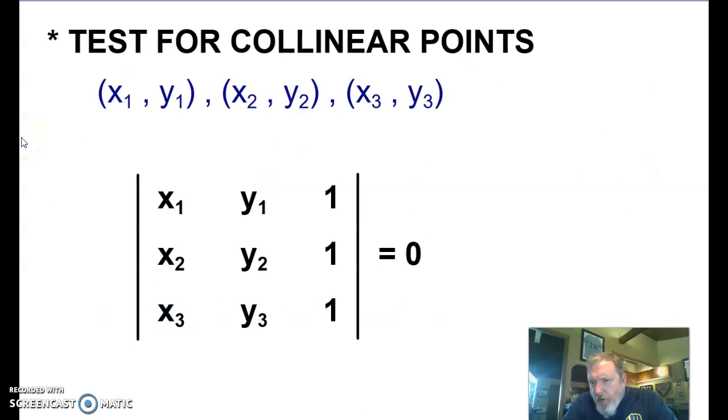Typically, we won't go more than 3 by 3 with Cramer's rule. Can you go into larger matrices? You can, but that's really not necessary. All right, test for collinear.